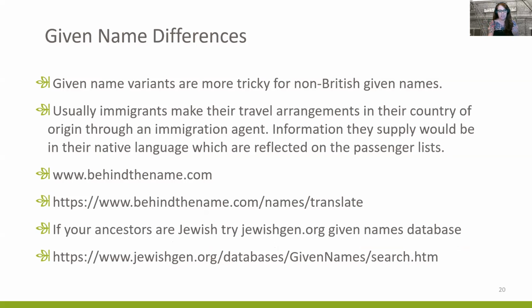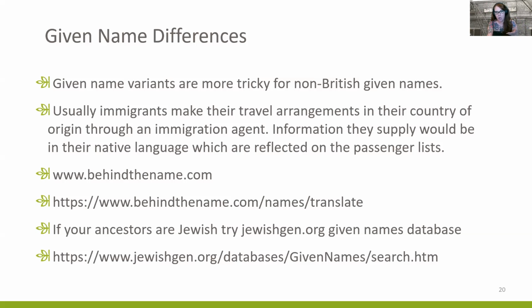The immigration officers are just checking to make sure that the information on the passenger list is right. Sometimes you'll see corrections or alternate names, but it's not that whole situation where it's like, oh, you are now going to be Smith, and then the name becomes Smith. So what we need to look for is the original version of the surname, which can be complicated.